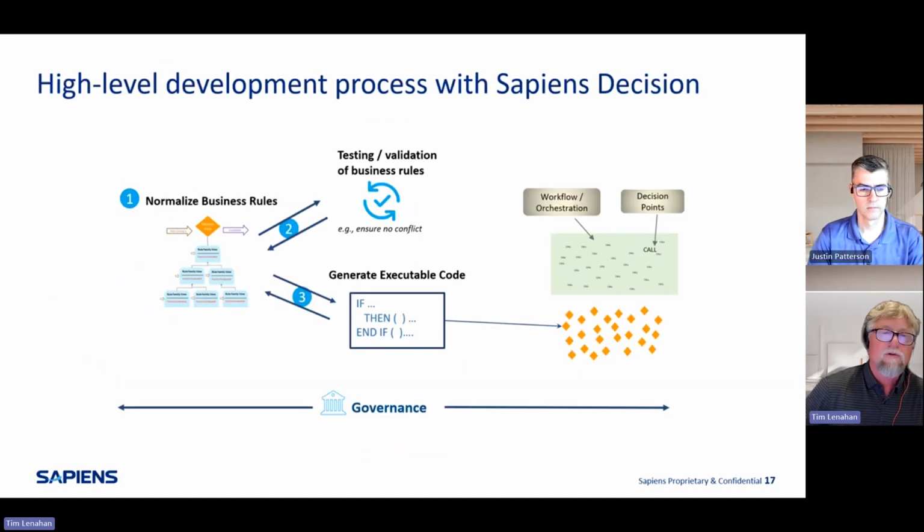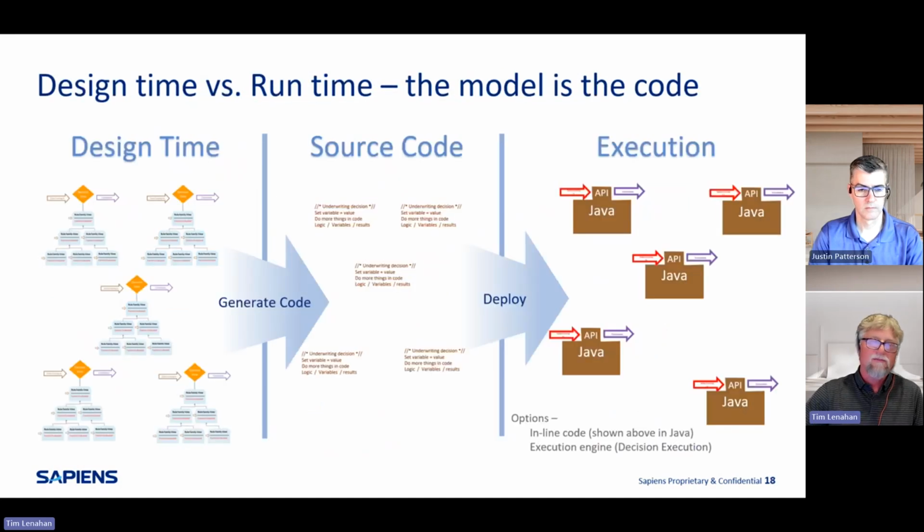From a tool perspective, we're doing three basic things. First, the normalization of the business rules, which is normally done by a business person. Step two, and Justin will spend a bunch of time on this in the demo, is showing you how you can test and validate the business rules that you're putting in. And step three is that we're generating code. So everything you see in our tool is fundamentally about normalizing the business rules on the design side, the left side. And then the execution is really just getting that deployed, with governance along the entire process.